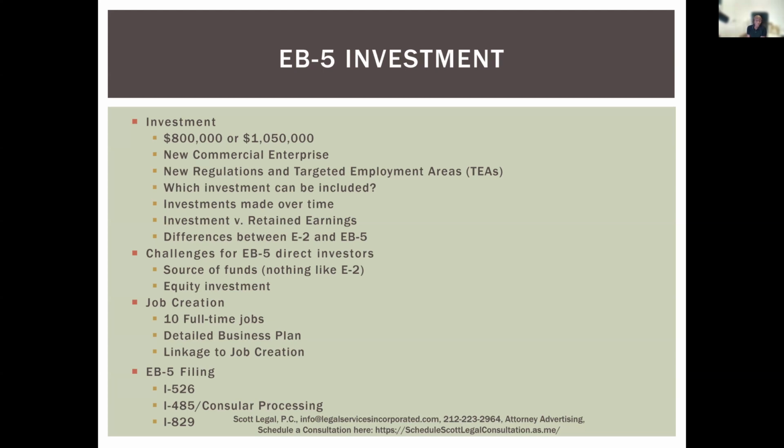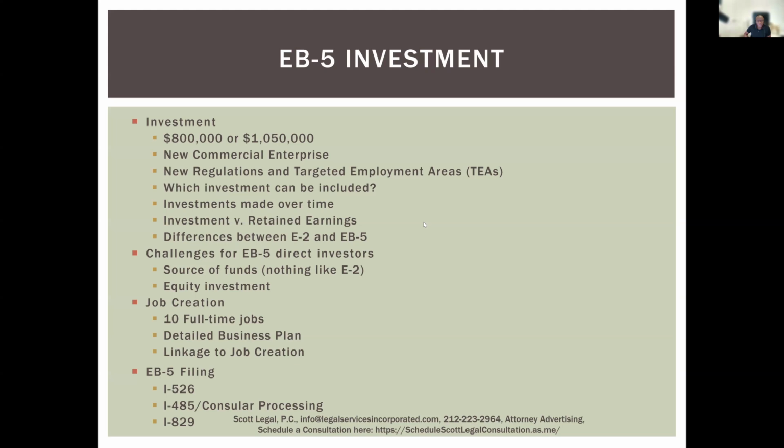The investment can be made over time. That's not a problem. It doesn't have to be all at once, but it does have to be all made before you actually apply for the EB5. Also, when you're thinking of E2, let's say you have a business that made $1 million and you said, okay, I'm just going to keep the money in the business and spend it next year, and because I spent $1 million, I qualify. Unfortunately, that's not the case. For EB5, the person investing has to be in possession and control of the funds and invest rather than retain earnings.